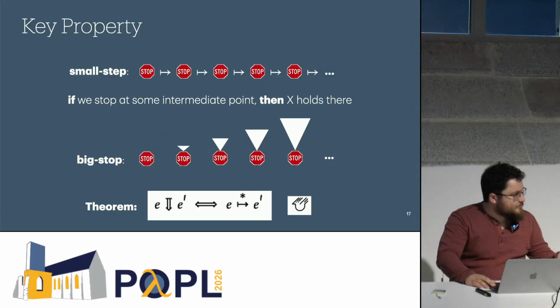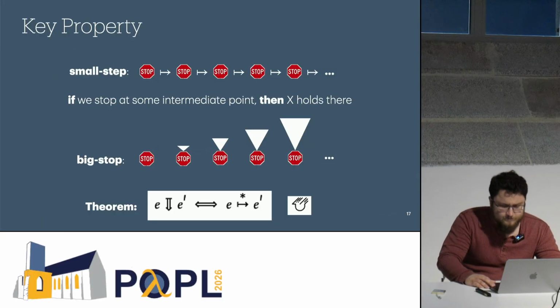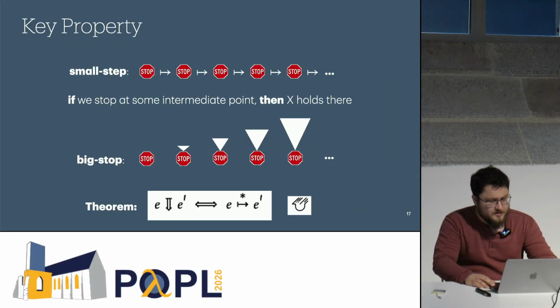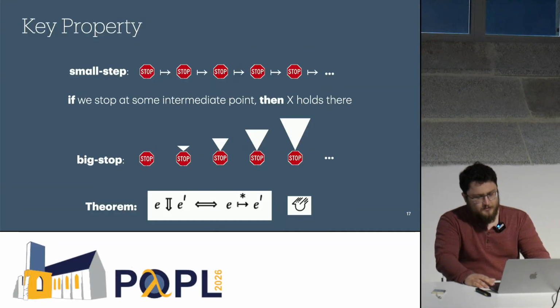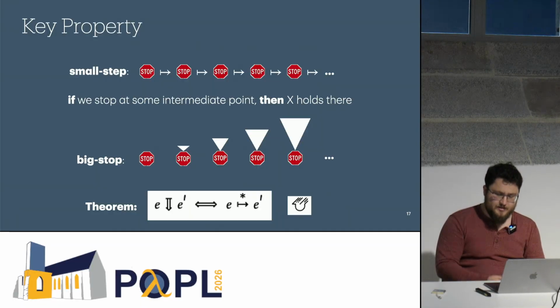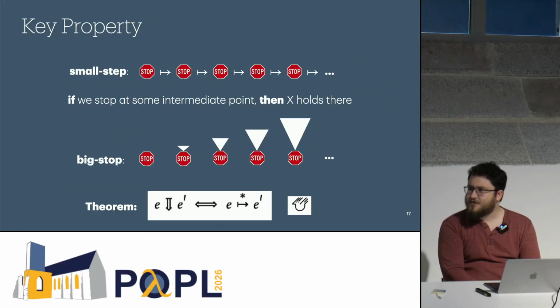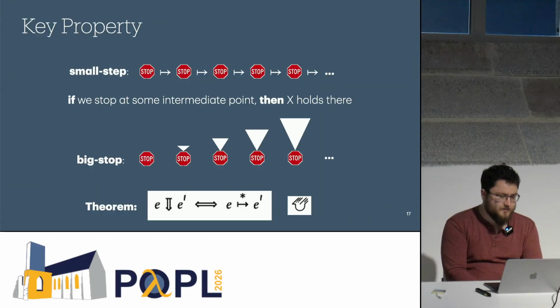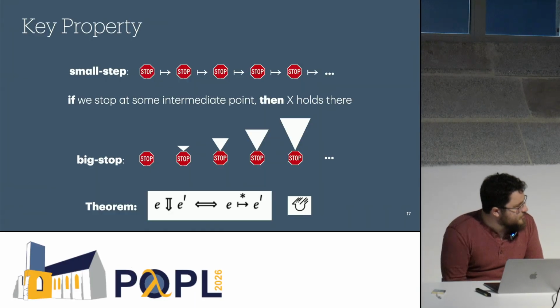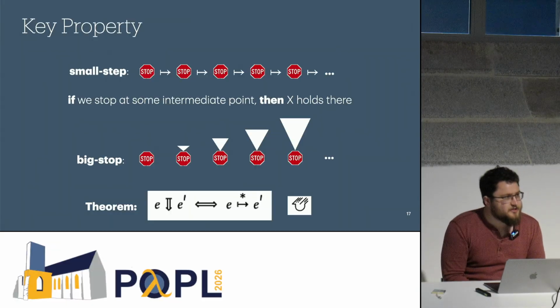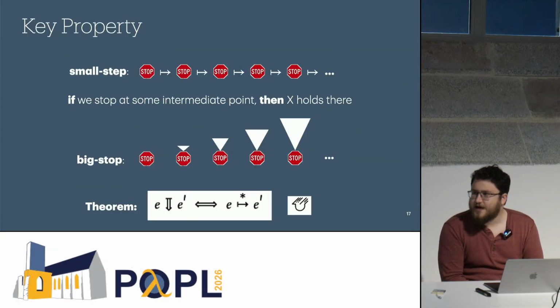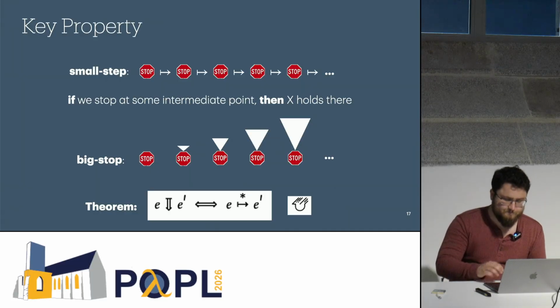So now you might be wondering, so what? Doesn't this just show that you don't gain anything over small step? Well, the answer is that this equivalence shows that big stop can get the same theorems as small step, but now we can do so with easier proofs. And we actually backed this up a little bit with a case study.